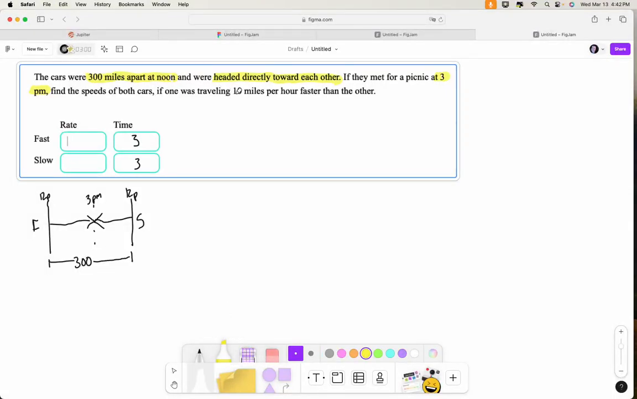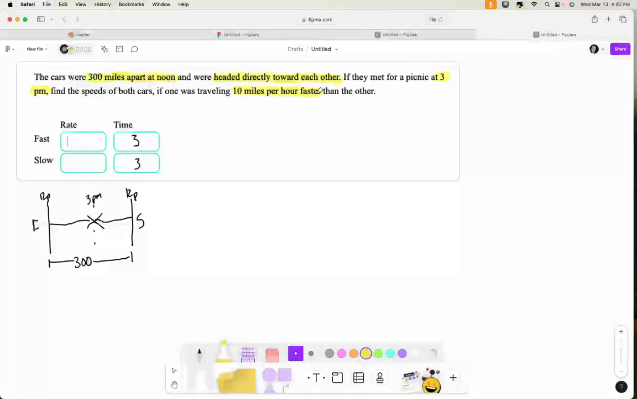Now, if one was traveling 10 miles per hour faster than the other, that's going to be our faster car. So the rate of the faster car is going to be the rate of the slower car plus 10 miles per hour. Right? Now, based on our picture, we can see that the distance, this is an F, by the way, of the faster car plus the distance of the slower car is equal to 300. So we can write that as our equation. The distance of the fast car plus the distance of the slow car is equal to 300.